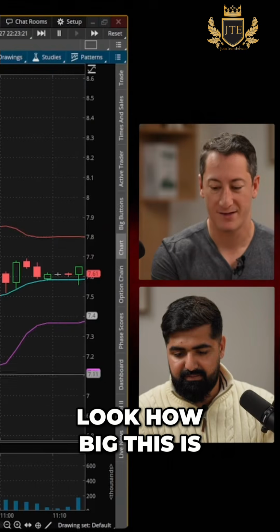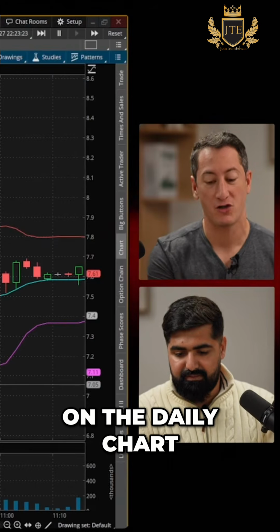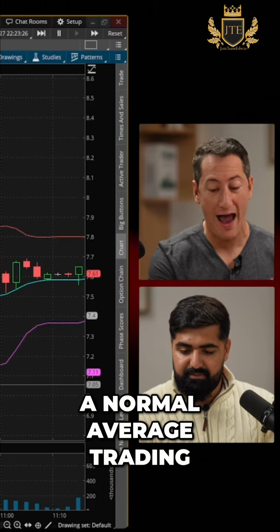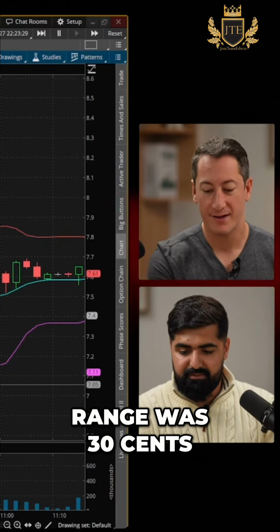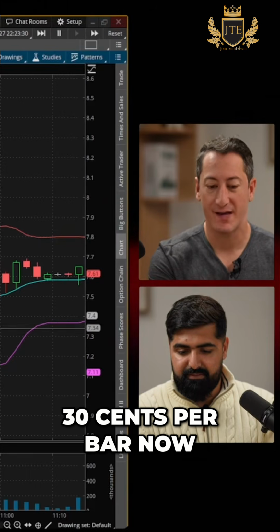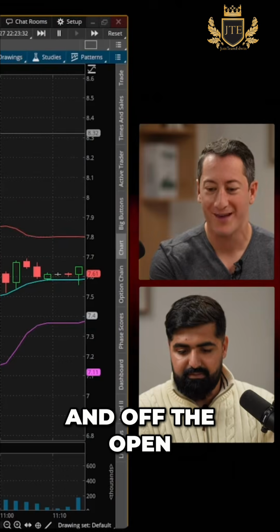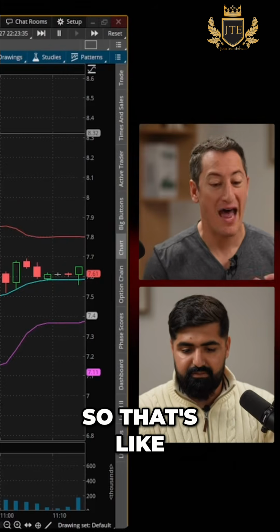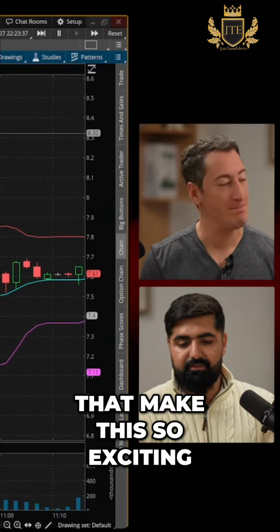I want this, where all of a sudden these bars are multiples of these boring bars. Look how big this is. We just showed you on the daily chart that a normal average trading range was 30 cents. This stock is moving 30 cents per bar now, and off the open, we were barely moving 5 cents. Those are the nuances that make this so exciting.